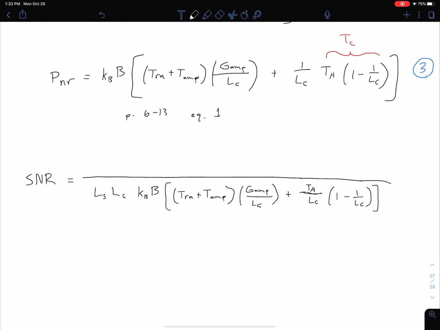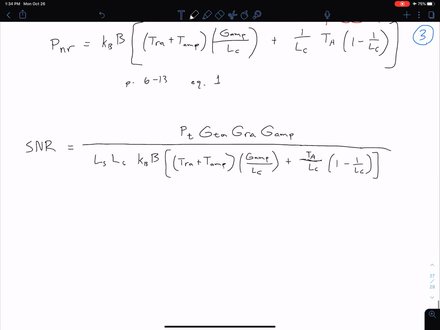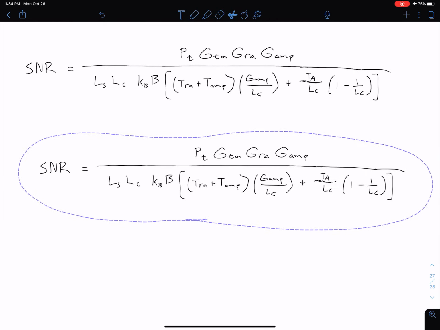Okay, and then in the numerator, we're just going to have those other terms from our equation 2. So that's going to be PT, the power of our transmitted signal, the gains of our two antennas, GTA and GRA, and the gain of our preamplifier, G amp. Of course, what we're trying to solve for is the maximum allowable space loss, so we can just rearrange this a little bit. Let me just copy, paste, and rearrange.